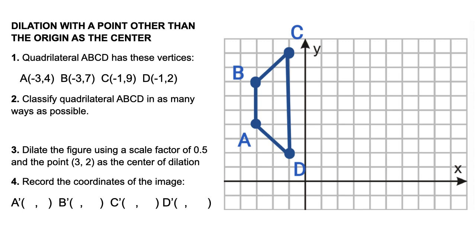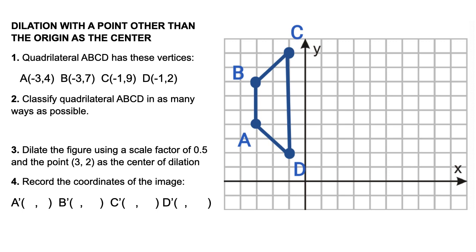Here we have another quadrilateral ABCD. The coordinates of the pre-image points, vertices, are given. And our job is at first to classify this quadrilateral in as many ways as possible. Well, here's what I notice. None of those angles are right angles, so that eliminates square and rectangle.